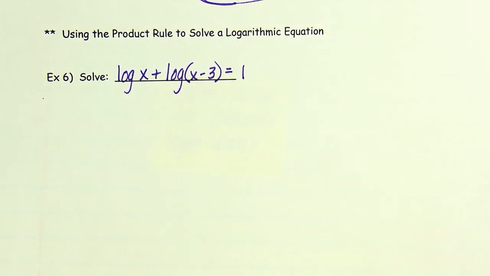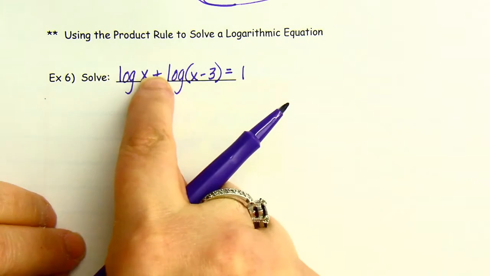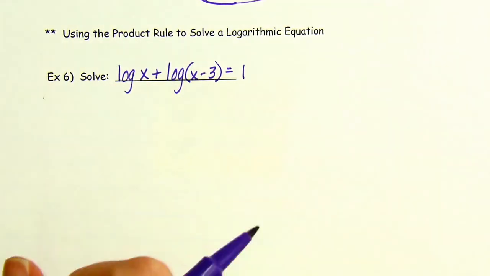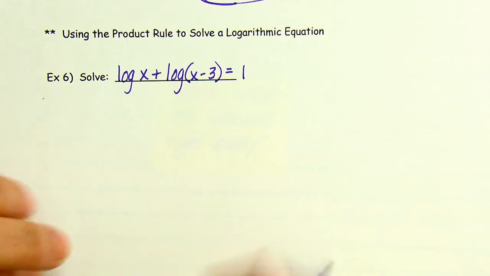Folks, I see the word log twice. I can only see it one time. So I have to use those properties of logarithms to condense so that I can then convert this into its equivalent exponential form. All right? The addition means multiply these things. That's why we did that condensing and expanding.